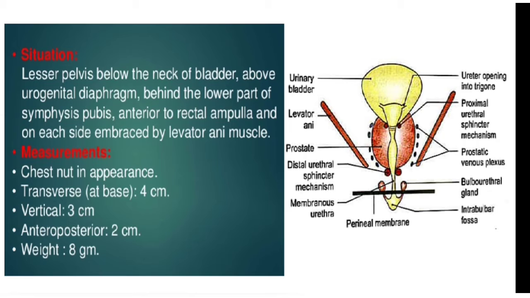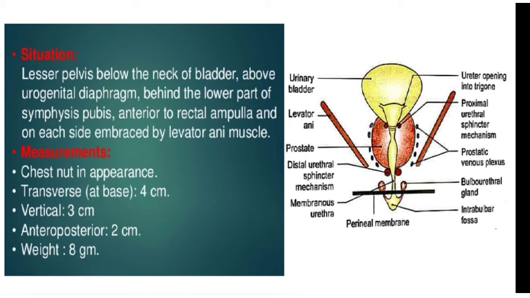Situation: it lies in the lesser pelvis below the neck of the bladder. So in this diagram we can see this is the urinary bladder. Below the neck of the bladder there is the prostate gland. This is the prostate gland, above the urogenital diaphragm, behind the lower part of the symphysis pubis, anterior to the rectal ampulla, and on each side embraced by the levator ani muscle. This is the levator ani muscle. This is the perineal membrane.